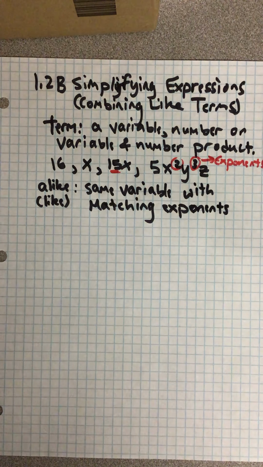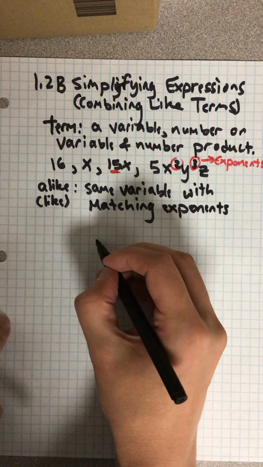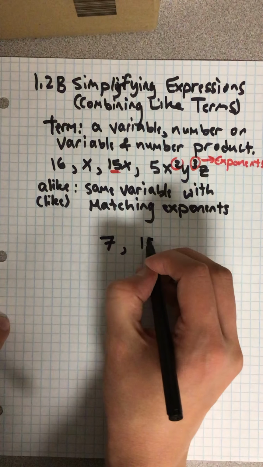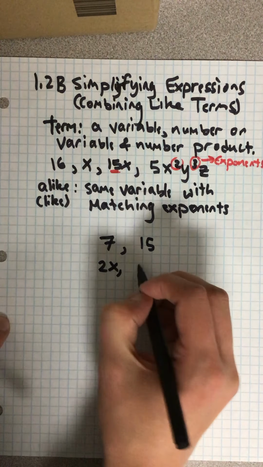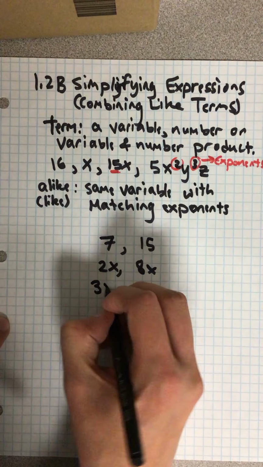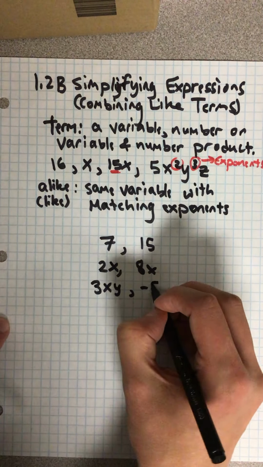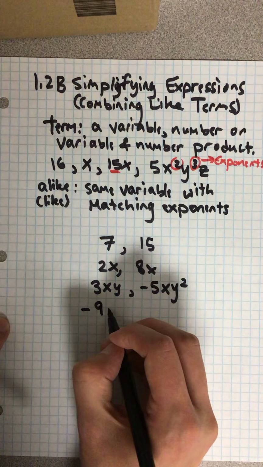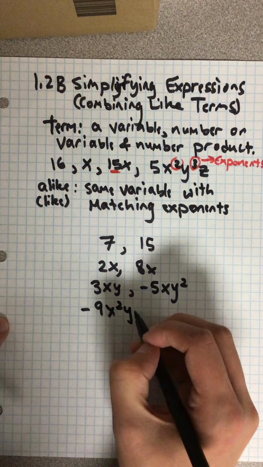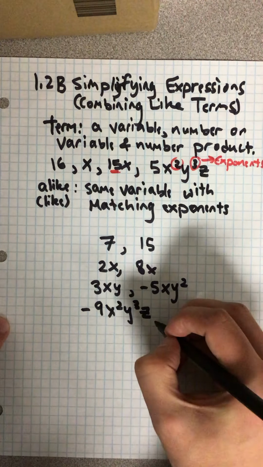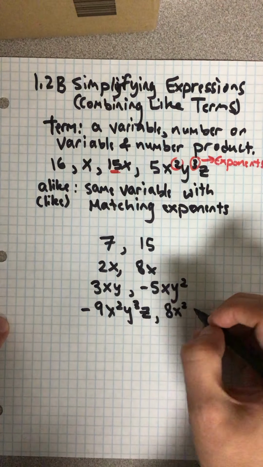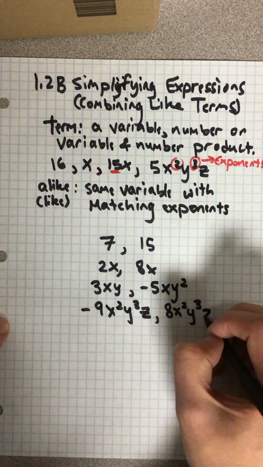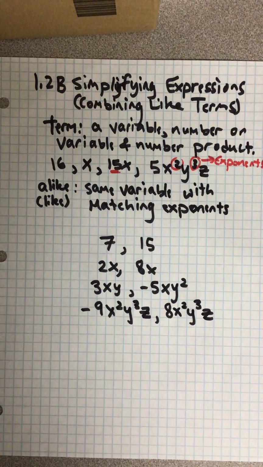So let's look at a few examples, and then we'll determine whether or not they are alike or not alike. We have 7 and 15, 2x and 8x, 3xy and negative 5xy squared. And then finally, we have negative 9x squared y to the third z, and 8x squared y to the third z. And we need to figure out which among these are alike and which among these are not alike.